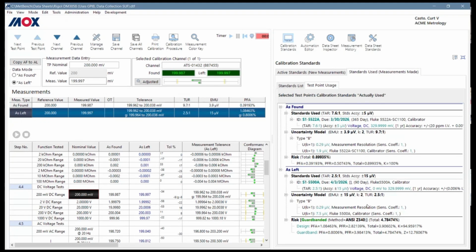And then when I look at my as left data, I used the Fluke 5500 calibrator, and that was 15 microvolts. Okay, so when I look at my results up here, you'll see that my tolerance for my as found is just using the design tolerance because my TUR is 9.7 to 1. And my PFA is well under my target PFA of 0.8%. Okay, but when I took my as left data using that 5500, my TUR dropped down to 2.5 to 1, and my PFA is above my target PFA of 0.8%.